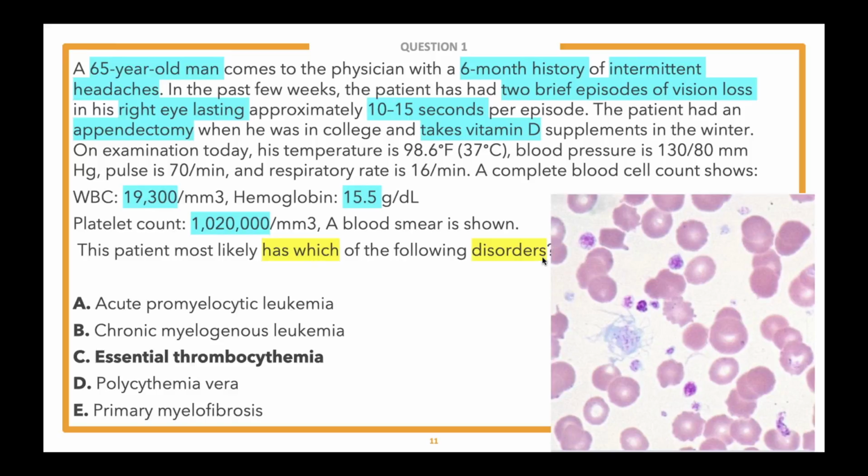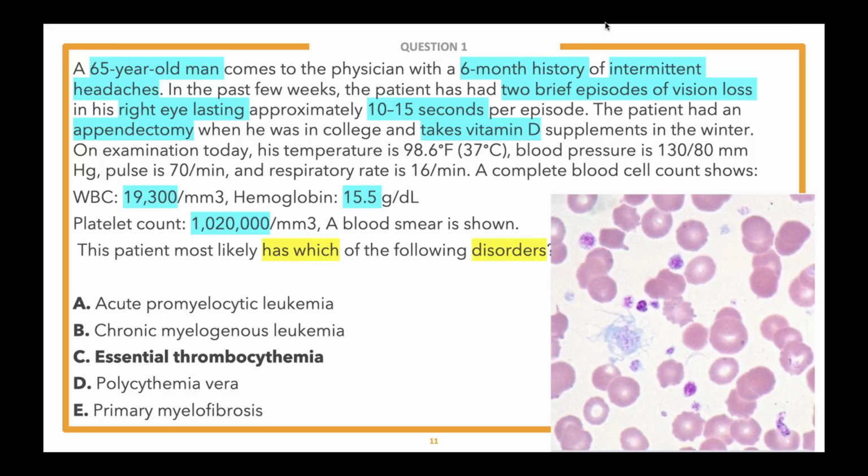Answer choice D, polycythemia vera. That should lead to an increase in red blood cell count and hemoglobin. We know that this patient is normal. So answer choice D is not the best answer choice, and I think that was the most highly selected one.